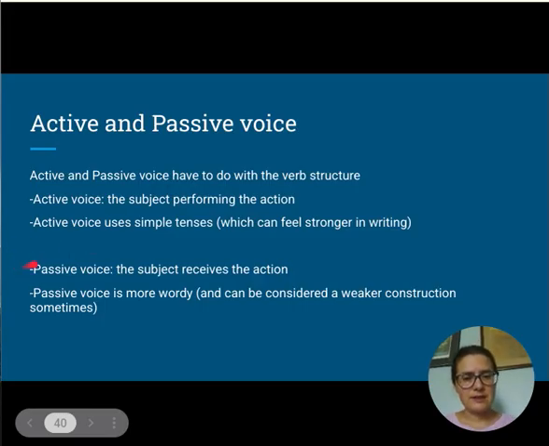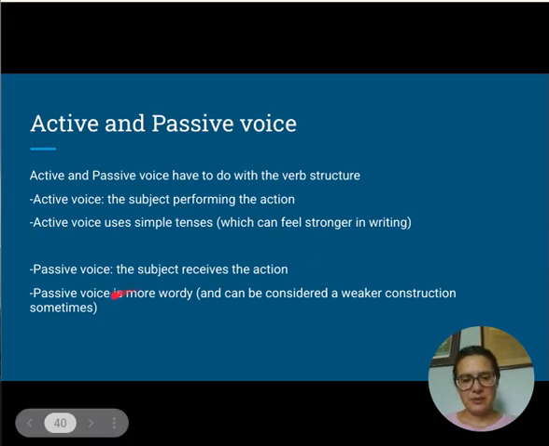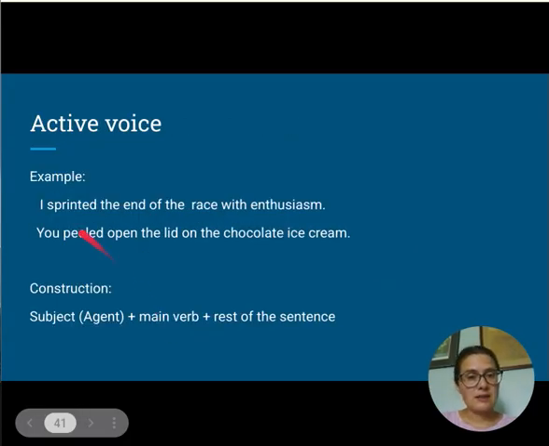The passive voice has the subject receiving the action. So instead of the subject coming at the beginning of the sentence, it's tagged on to the end, and I'll get to that in a little bit. Passive voice is more wordy, and it can be considered a weaker construction sometimes. Again, English, like most languages, has exceptions and reasons to use certain constructions, depending on the context and the situation. The next slide here is about active voice, particularly with examples and the construction.